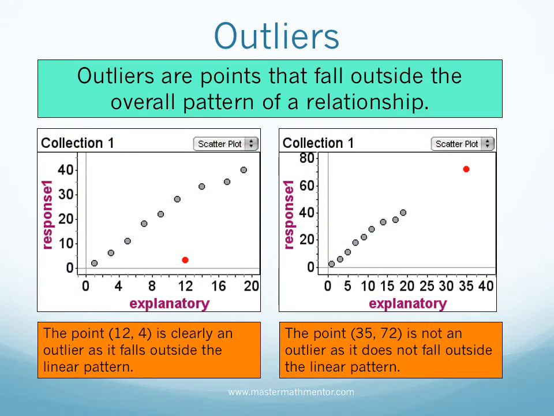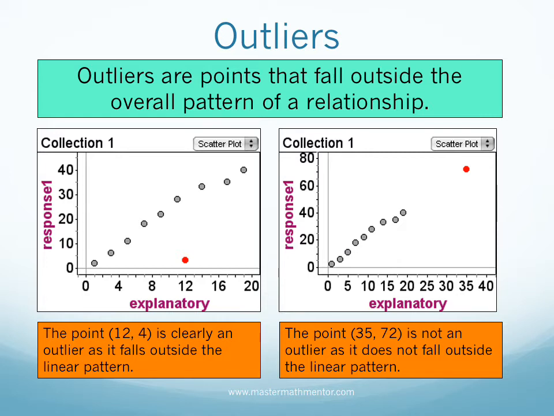The fourth aspect of a scatter plot is deviation from the form. This usually occurs when the data have outliers. An outlier is a data point that falls outside the overall pattern of the relationship. There are tests for outliers, but usually an outlier sticks out like a sore thumb when viewing the scatter plot. On the left scatter plot, the point (12, 4) is an outlier. Your eye tells you that that point clearly falls outside the linear pattern.